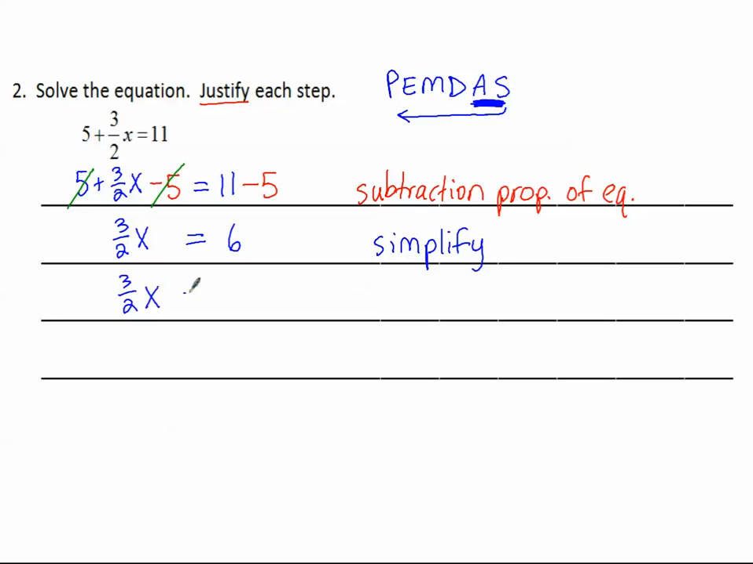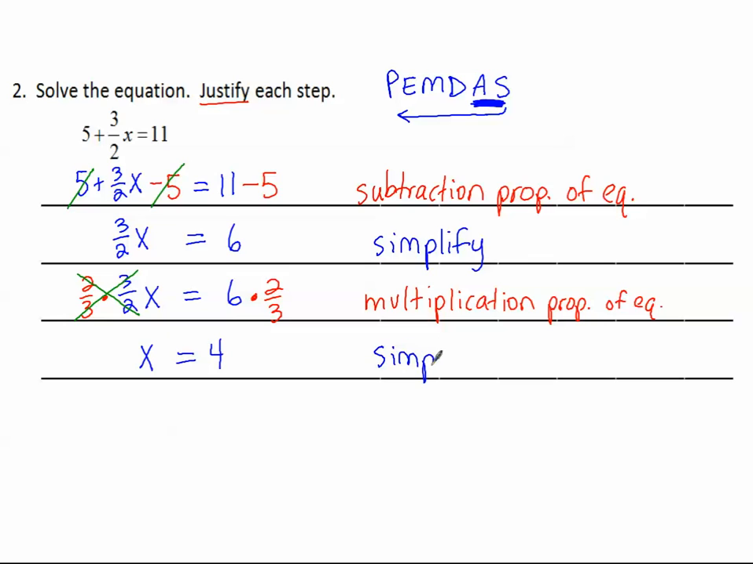Now from 3 halves x, I want the 3 halves to not be there, so the best way to get rid of this fraction is we're going to multiply by the reciprocal on both sides. Because I'm multiplying by the same number, that's the multiplication property of equality. That leaves a simpler x by itself. 6 times 2 is 12. 12 divided by 3 is 4. So simplify for our final solution.